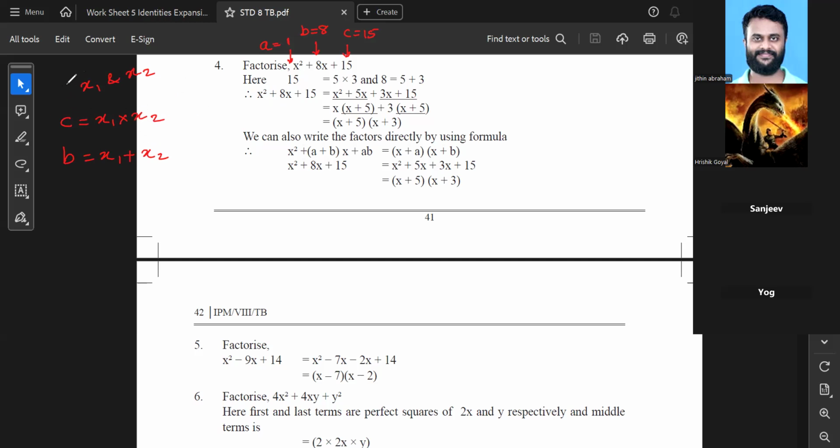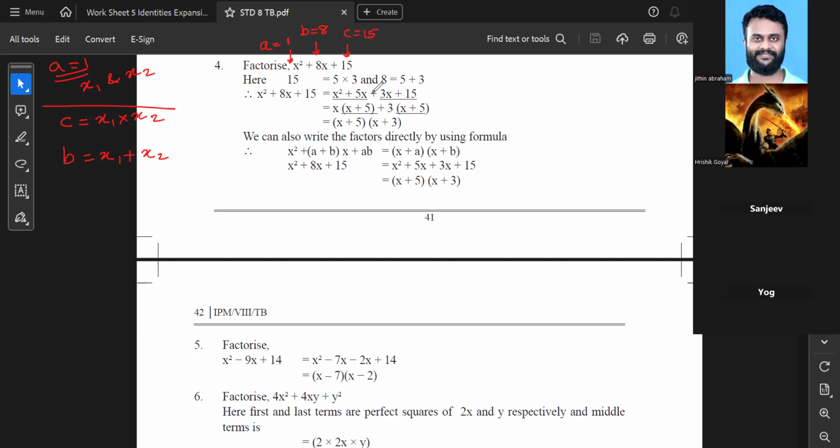When A is equal to 1. Right now, I'm dealing with only the cases where A is equal to 1. For A equal to 1, B should be equal to x1 plus x2 and C should be equal to x1 multiplied by x2. So you have to find x1, x2 such that the B and C equations are satisfied. In this case, C is 15 and B is 8. So find two numbers which when multiplied give 15, and when added give 8.